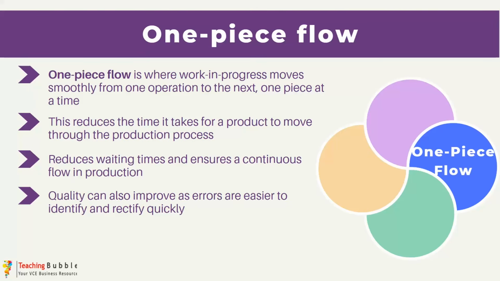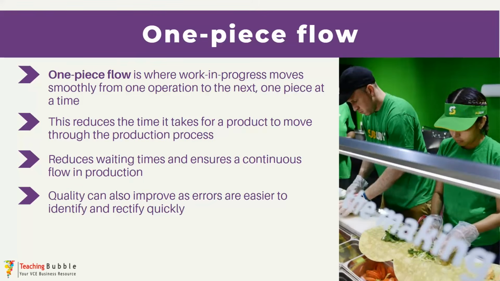And because one piece or one task is being focused on the product at a particular time, it can also improve quality because errors are easily identified and rectified quickly. And it's also without interruption because the employee or the machinery that's working on that particular task can focus on that particular task. You may see this sometimes when you go to Subway.